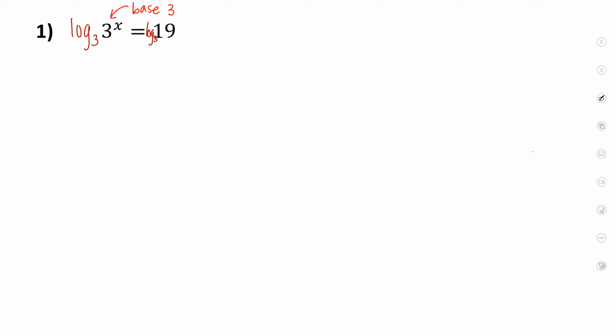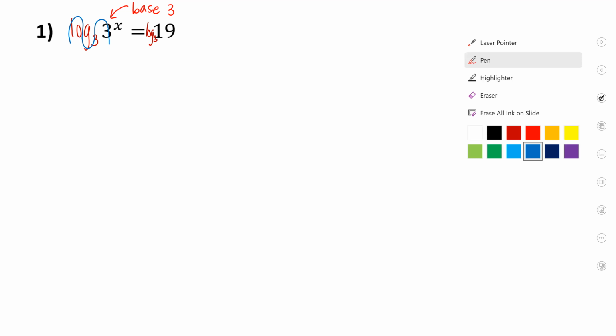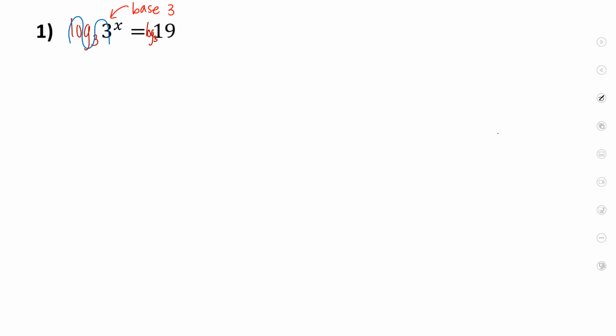What happens is that log base 3 will cancel out with that 3. We are left with x. And on this side, we have log base 3 of 19. Now we're going to calculate what this value is.